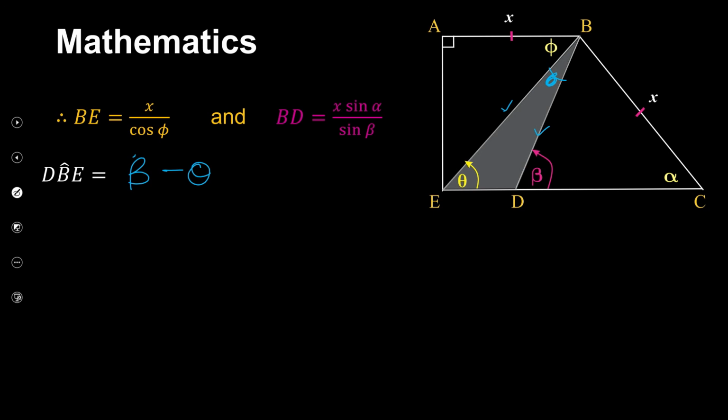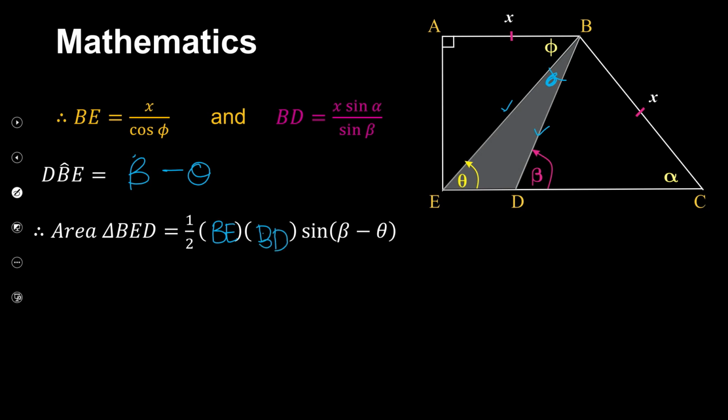Okay, so we have this angle here, and we've got the sides. So now we're going to write an expression for the area of our triangle. And remember, the area of the triangle is going to be half BE times BD times sine of the angle in between. Because remember again, for area rule, we're looking for that V pattern.